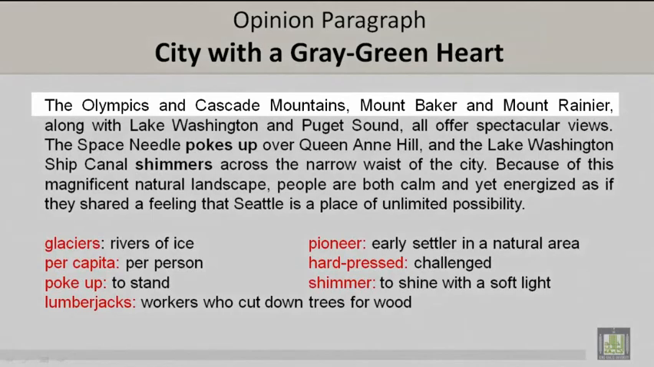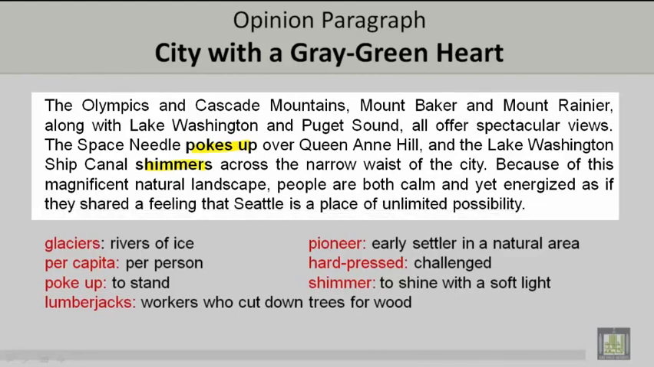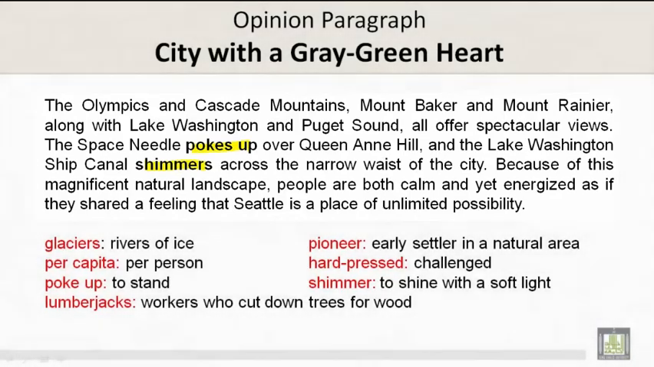You would be hard-pressed to find a city as beautiful as Seattle. The Olympics and Cascade Mountains, Mount Baker and Mount Rainier, along with Lake Washington and Puget Sound, all offer spectacular views. The Space Needle pokes up over Queen Anne Hill, and the Lake Washington Canal shimmers across the narrow waist of the city. Because of this magnificent natural landscape, people are both calm and yet energized, as if they shared a feeling that Seattle is a place of unlimited possibility.